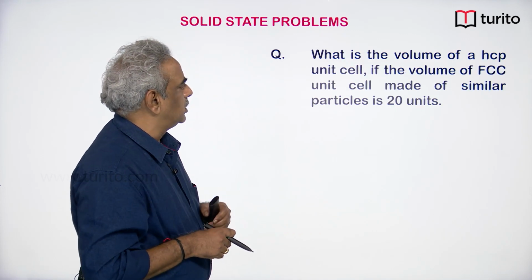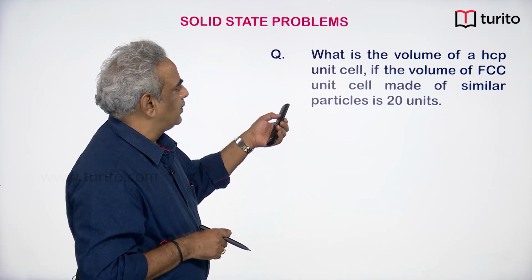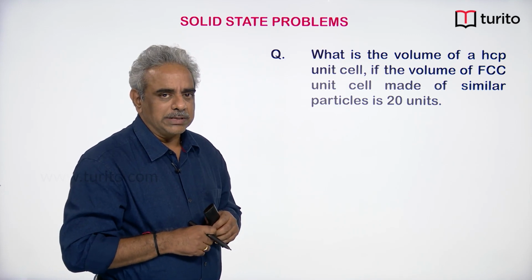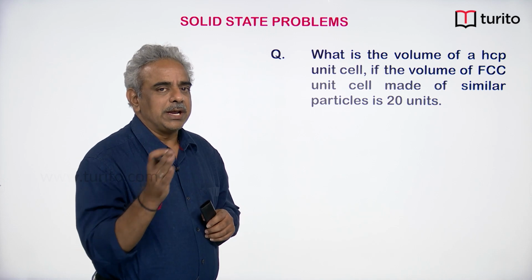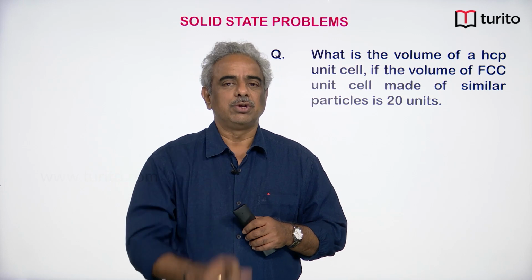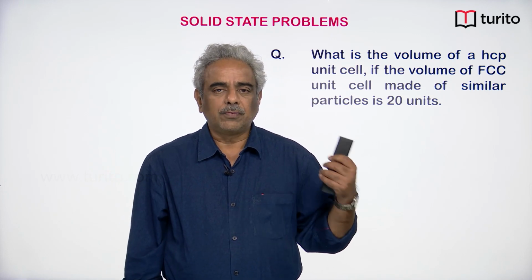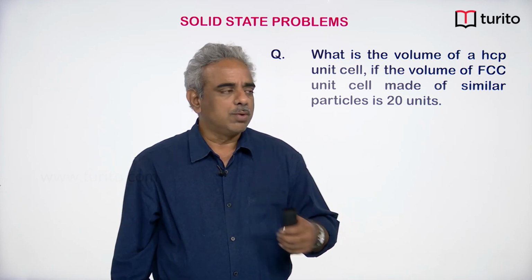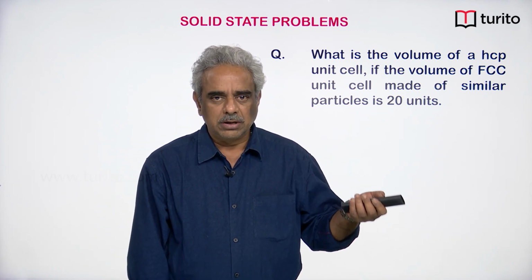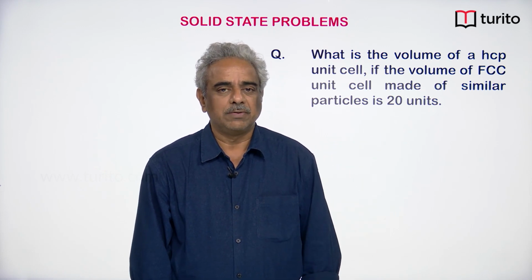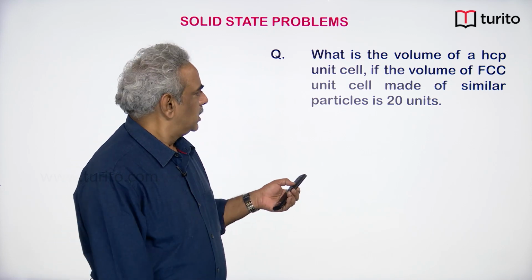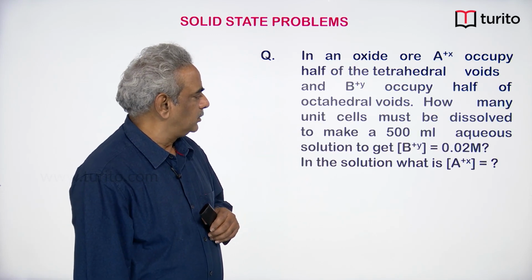Coming to the next question, what is the volume of HCP unit cell? This also we had a wonderful talk on. See, FCC and HCP have the same packing efficiency. If you take one FCC unit cell, it has got 4 atoms. So, the volume of 4 atoms is 20 units. With the same packing efficiency, the volume of 6 atoms in HCP unit cell will be how much? So, we got 30 for this. Coming to the next question, we have done this also.